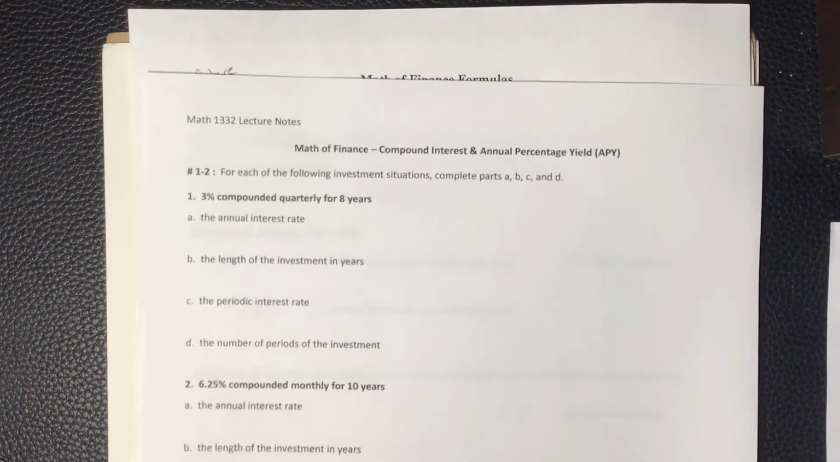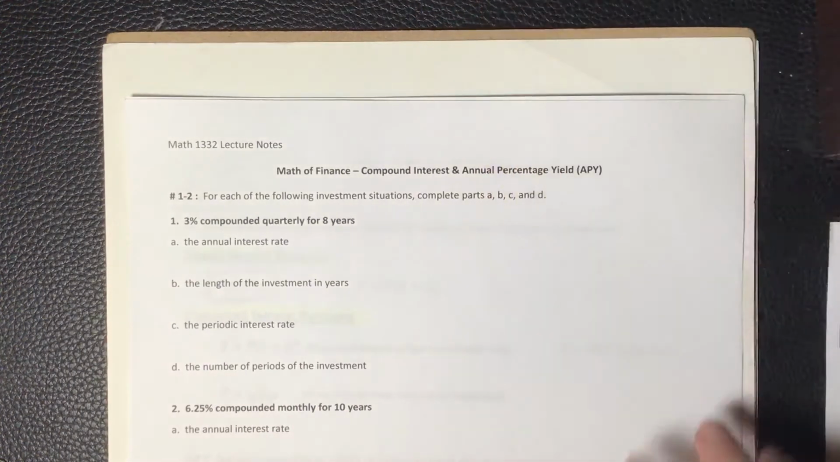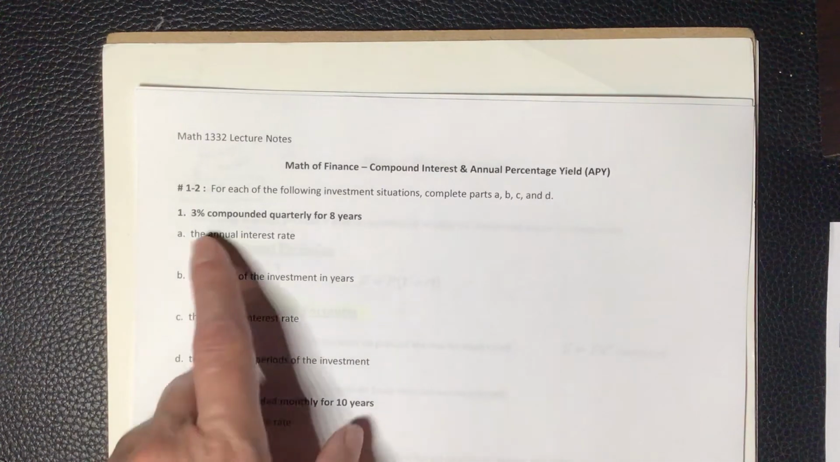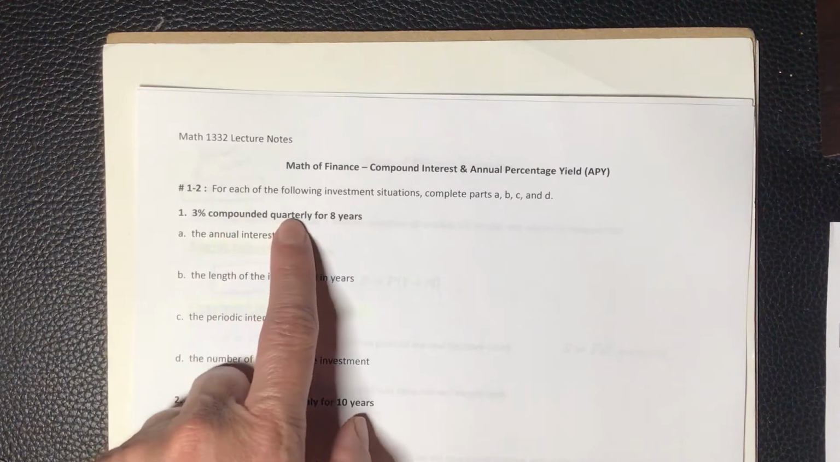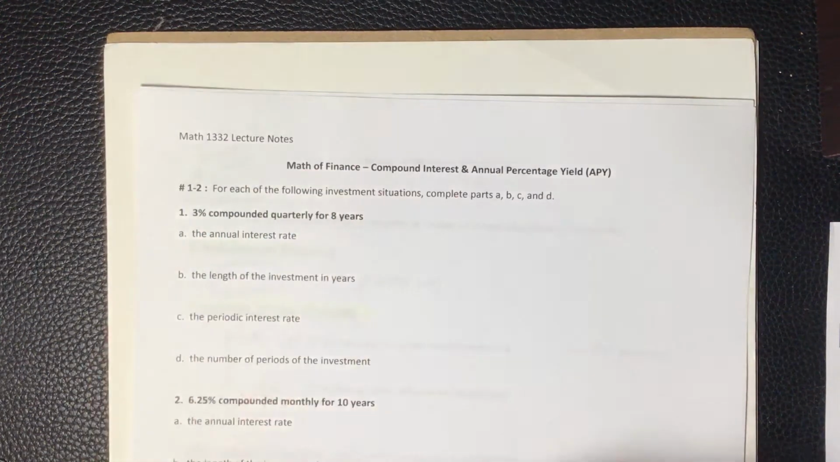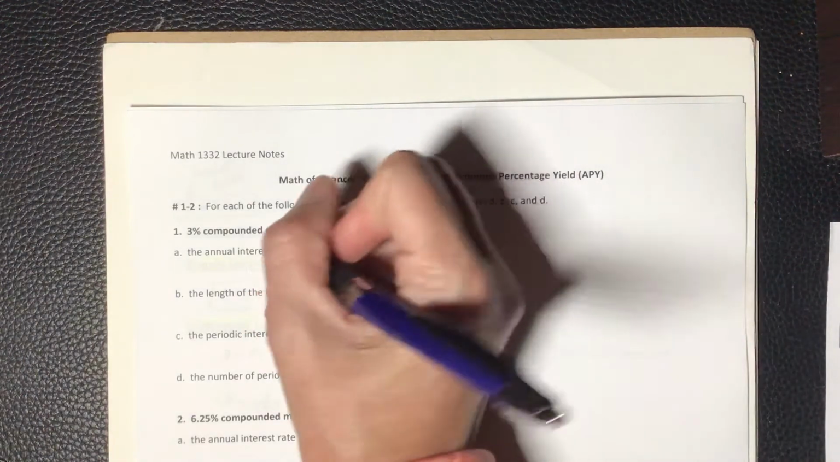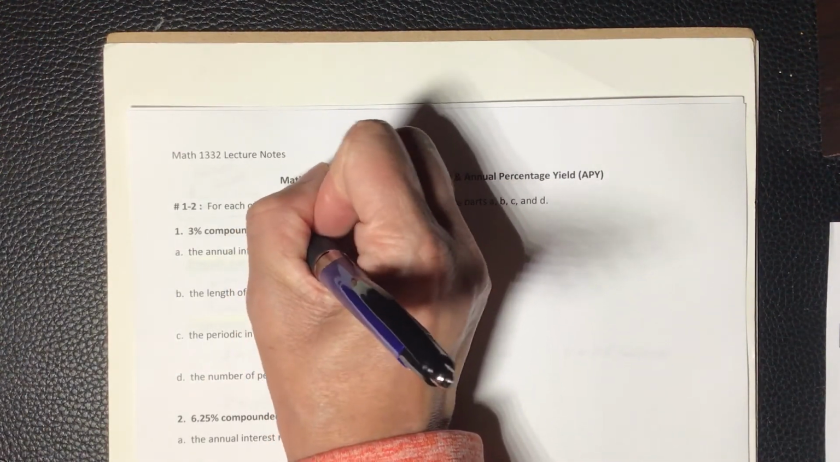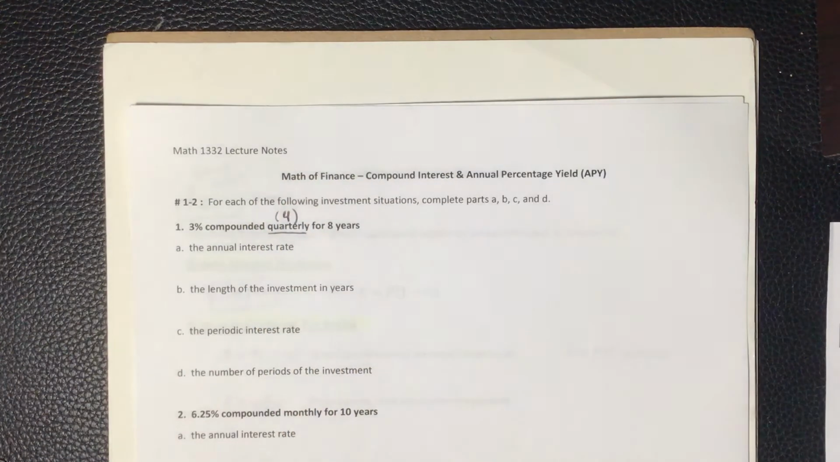So for number one, we want to find these things if we have 3% compounded quarterly for 8 years. What this means is the word quarterly, we want to think of that as 4 times a year. So we want to associate that with the number 4, kind of like there's 4 quarters in a dollar. So 4 times a year, they're going to take our interest, roll it back into the principal, and we're going to start making interest on our interest. This allows your money to grow a little bit faster.